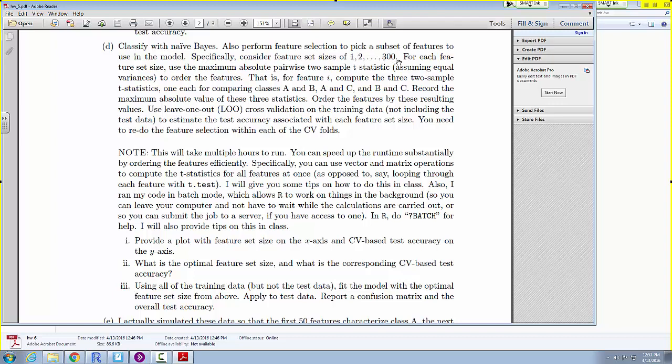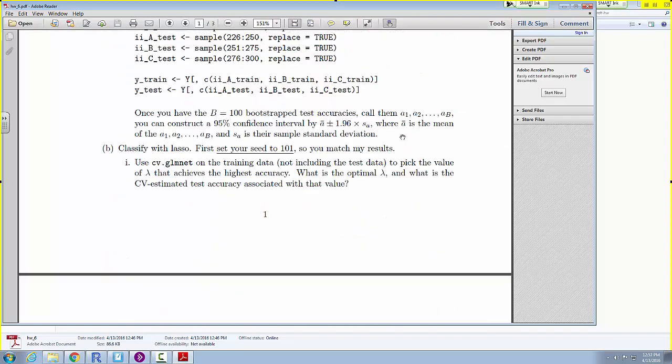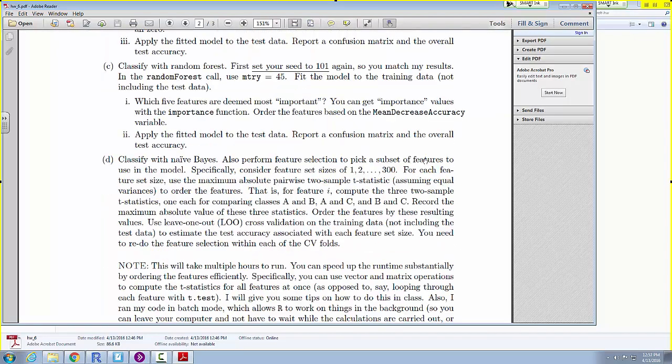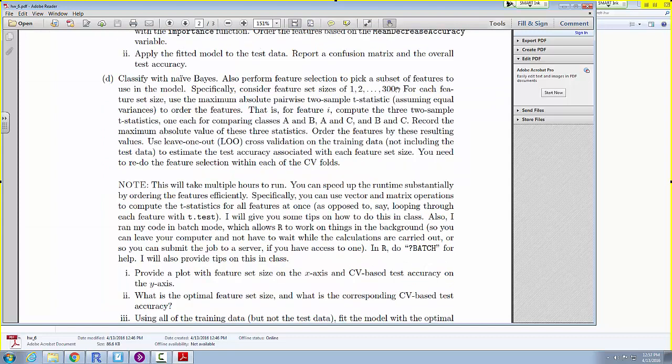Consider using 300 of your features. These data have just 2,000. They're simulated data with 2,000 features. Consider 300. Let's go find the top 300 features. To rank the features, how would you find the top features?